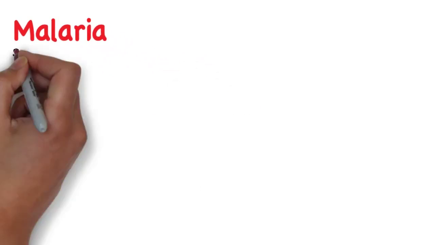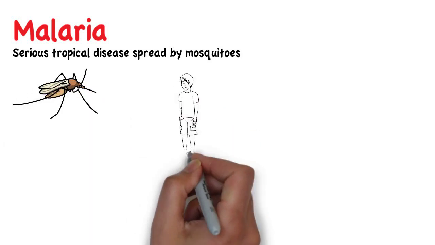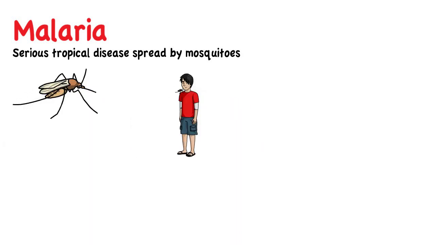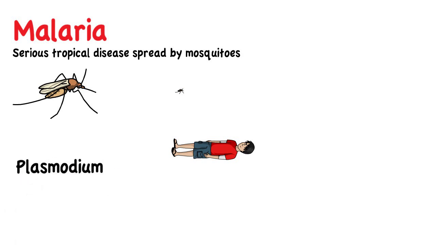Malaria is a serious tropical disease spread by mosquitoes. A single mosquito bite is enough for someone to become infected, and if not treated promptly, it can be fatal. Malaria is caused by a type of parasite known as plasmodium.